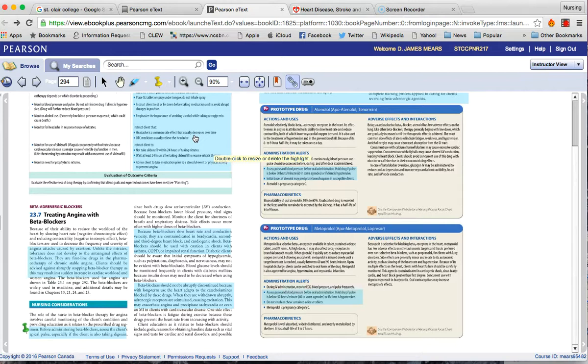They are going to get a headache. They need to know that. But you need to let them know that that's an indication that the medication is working. It's dilating those vessels. And the big thing is, is their chest discomfort, heaviness, or pressure going away?